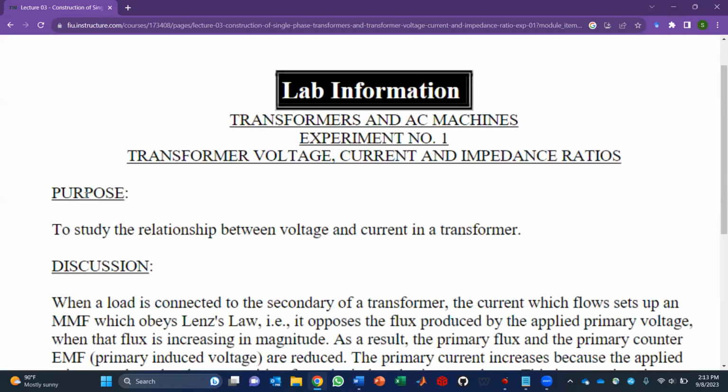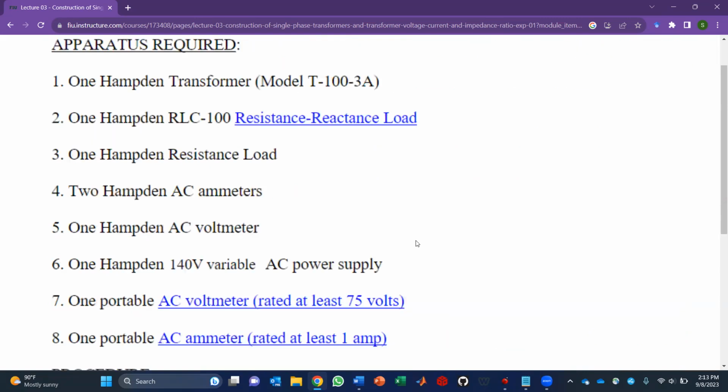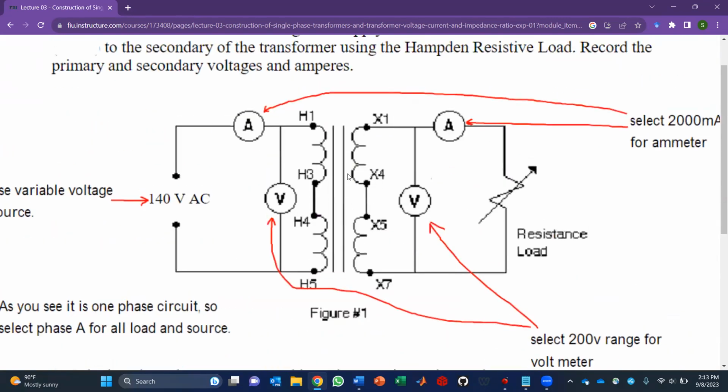So the purpose of this experiment, so this is the name of this experiment, and the purpose of this experiment is to study the relationship between voltage and current in a transformer. If we look at the circuit diagram of a transformer, so this is our setup. There are a couple of windings in the primary side, a couple of windings in the secondary side. I'll show you in short, in another video, the experiment, where you will see different segments of a winding.